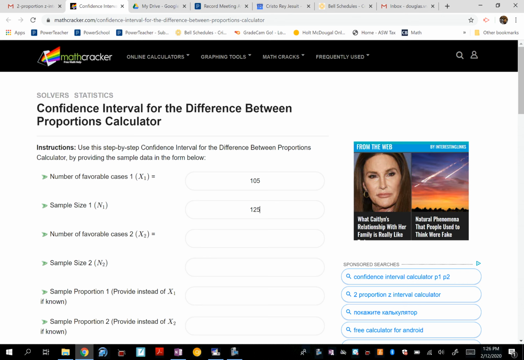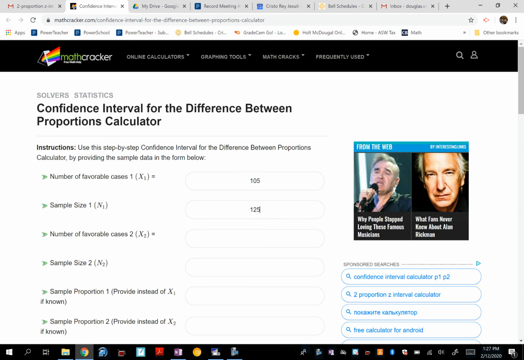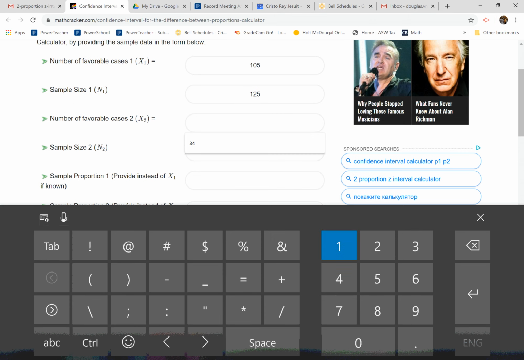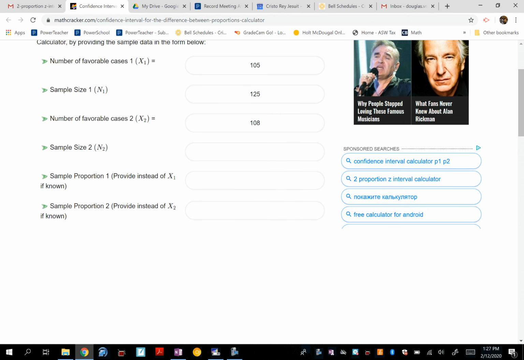Now for the second group, it's the same thing. They told us 72% of the night shift nurses. But be careful here, because when we multiply, how many nurses did they ask in the night shift? 150, so it's different. Make sure your brain is focused on this one. And that's 108. And they asked 150.